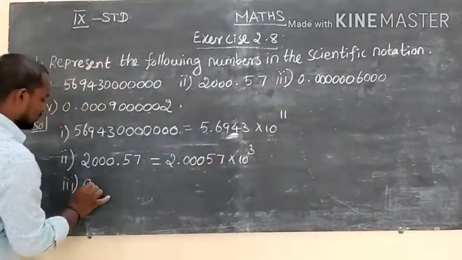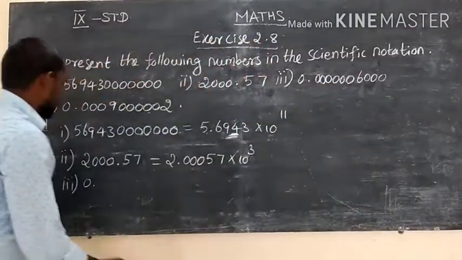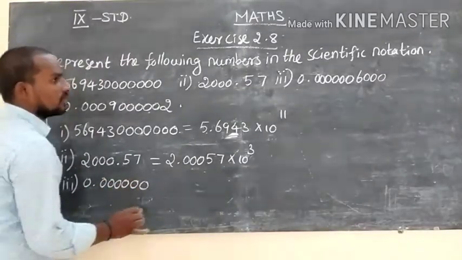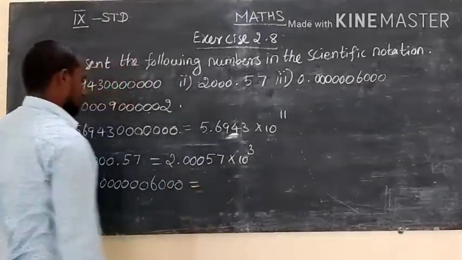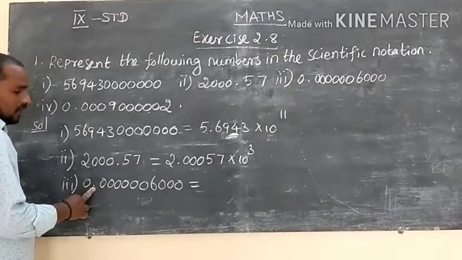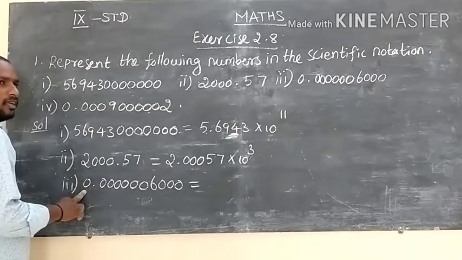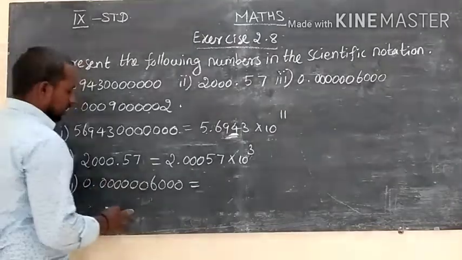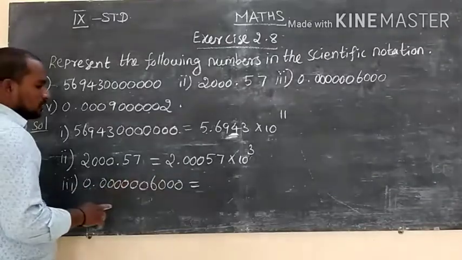So 0 point. The number of zeros is 1, 2, 3, 4, 5, 6 zeros before the 6. 1, 2, 3, 4, 5, 6. Then 6 and 3 zeros, which is equal. Now we get here the decimal value. Here the decimal point. The left-hand side of the decimal point must be a non-zero number. This is a 0, so this is not a scientific notation. Okay, scientific form. So using the condition we form the scientific form.